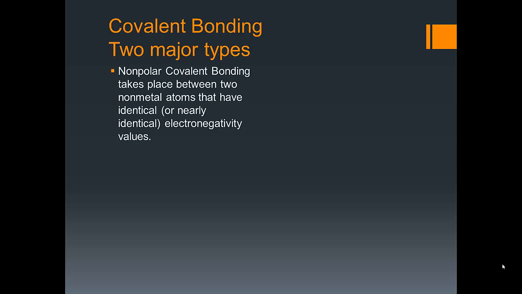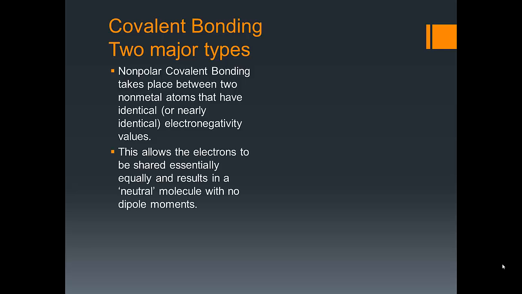There is nonpolar covalent bonding. This takes place between two nonmetal atoms that have identical or nearly identical electronegativity values. This allows the electrons to be shared essentially equally and results in a neutral molecule with no dipole moments. A dipole moment is when you have oppositely charged ends of a molecule or of a bond. Since the electrons are shared equally, that doesn't happen in a nonpolar covalent bond.